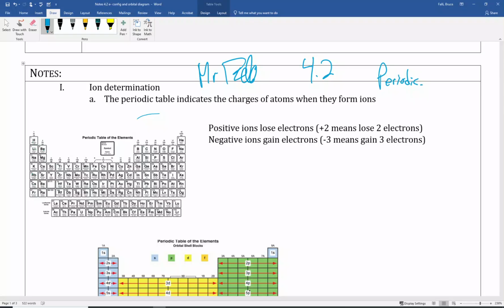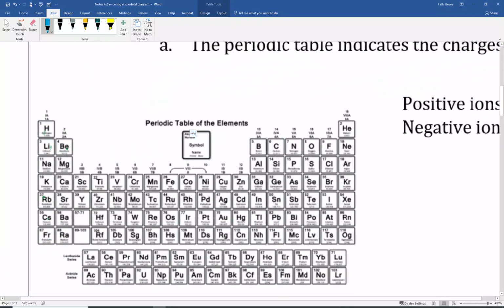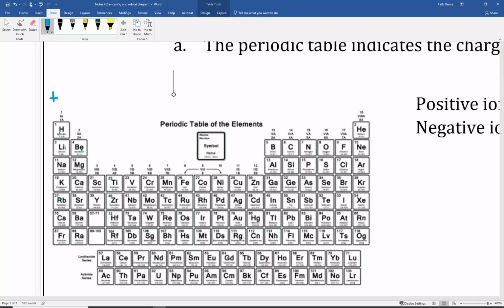So first of all, the periodic table can indicate the charge of the atoms when they form ions. Let's make this a little bit bigger so we can see it. On the first column, everything in this column is +1. Everything in this column is +2. Everything in this column is +3. This one is 0. Oops, I almost put plus in. That's not right. So it goes 1, 2, 3 up, and then it goes -3, -2, -1, 0.